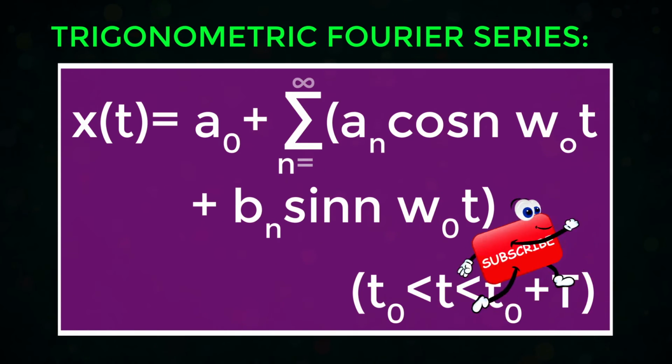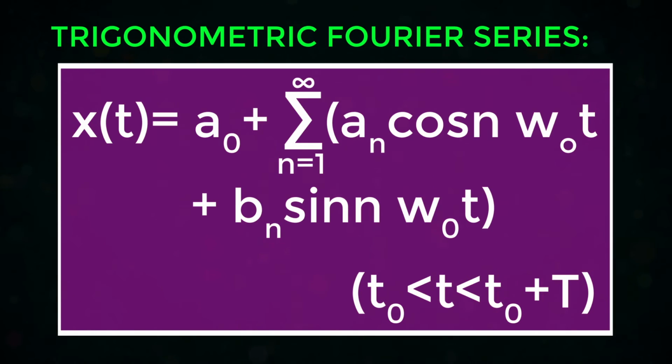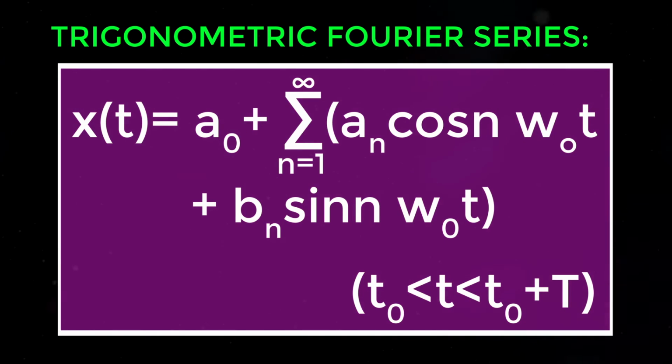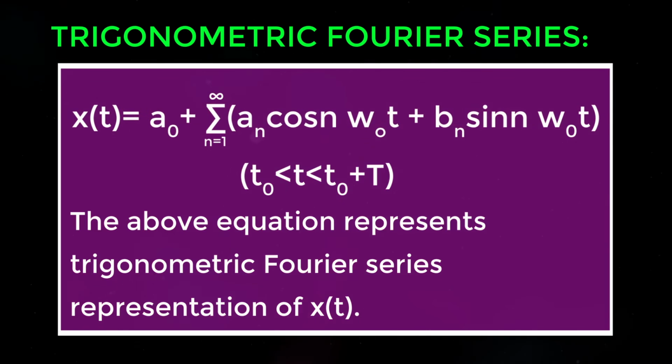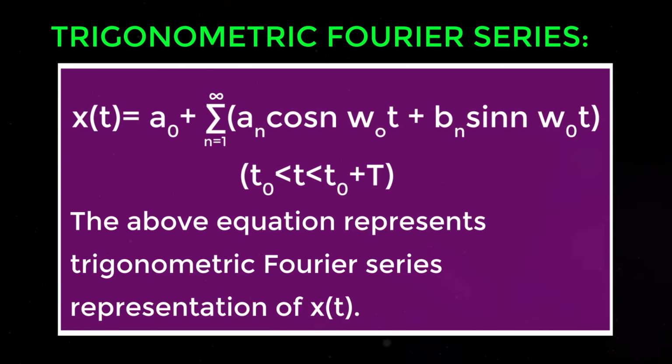Therefore, x of t equals a naught plus the sum from n equals 1 to infinity of an cos n omega naught t plus bn sine n omega naught t, where t naught is less than t less than t naught plus T. The above equation represents the trigonometric Fourier series representation of x of t.